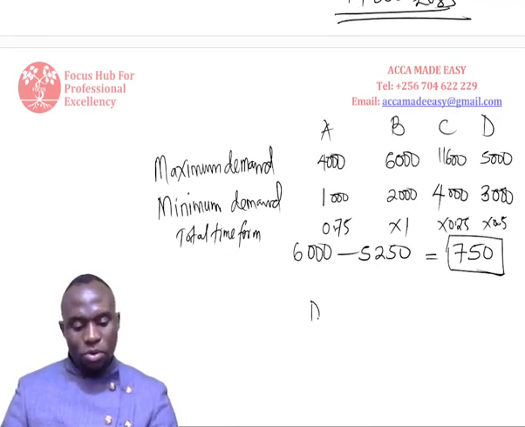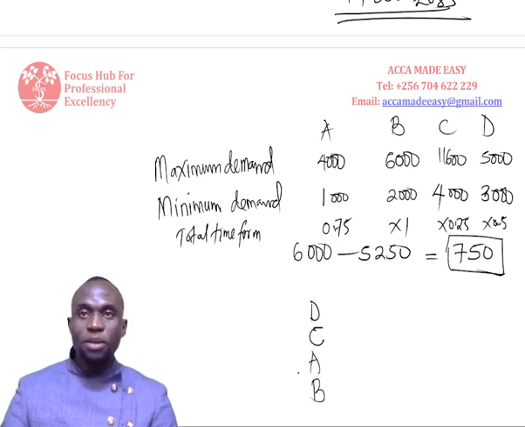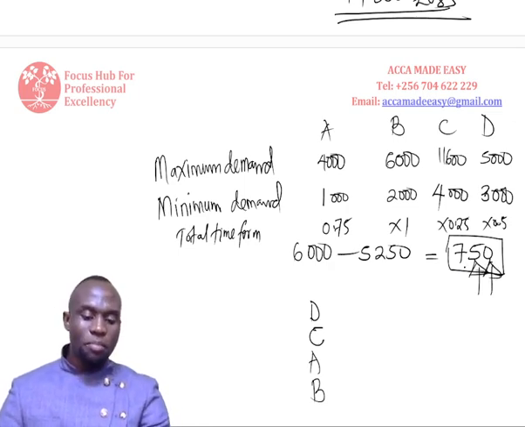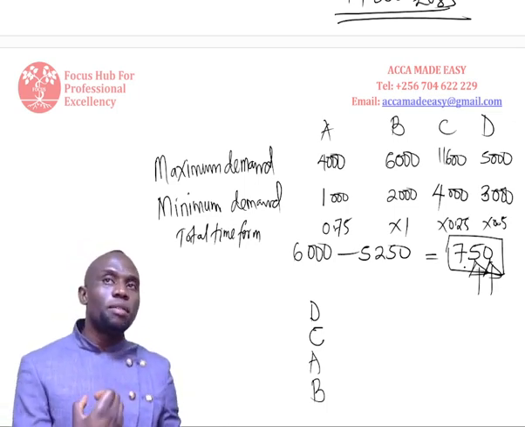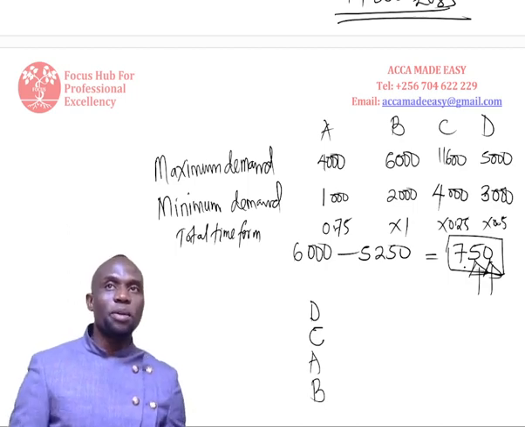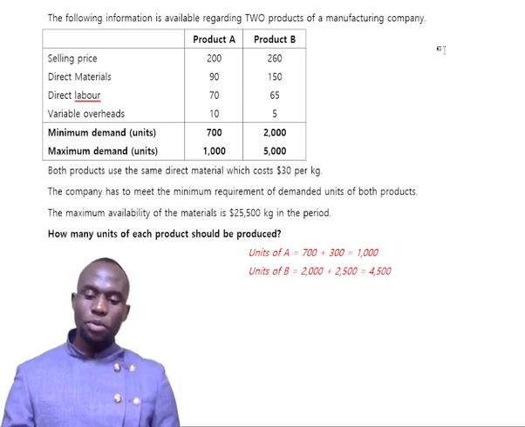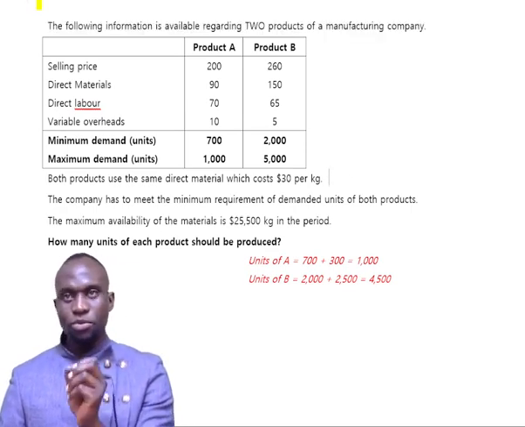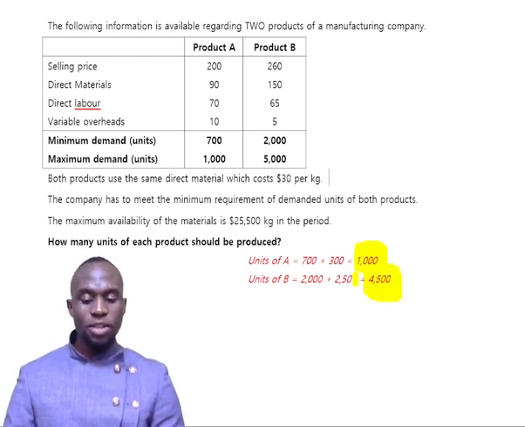Our plan was to produce product D. Then after D, we got product C, then product A, and product B. So we are producing now basing on these hours. So if you have a minimum demand, you first subtract the time required for the minimum demand, then whatever is left, you produce according to the plan. So what I've just explained should enable you to do this question, and the answers are here down. So you work out, and the answers are these. So you see the question has a minimum demand.